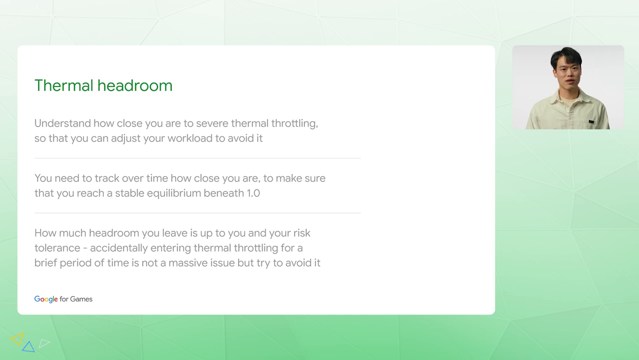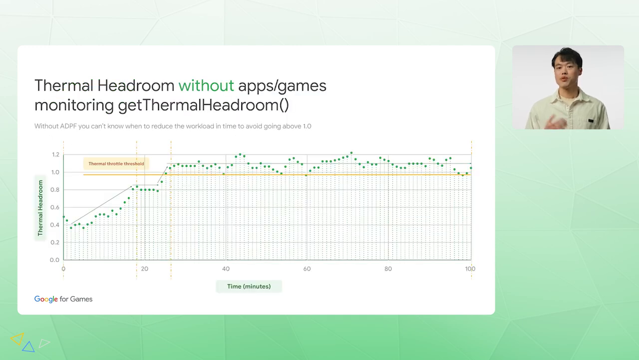So what you as developers will want to do is to constantly monitor the thermal headroom and check how close the device is to severe throttling, and you will want to make sure you reach a stable balance beneath 1.0. So projecting what that means into a graph. Over the time, as users play the games, the device temperature starts to go up and starts to run into thermal throttling. If games don't monitor the thermal headroom, no actions are taken ahead of the time, and the performance starts to degrade, which impacts user experience.